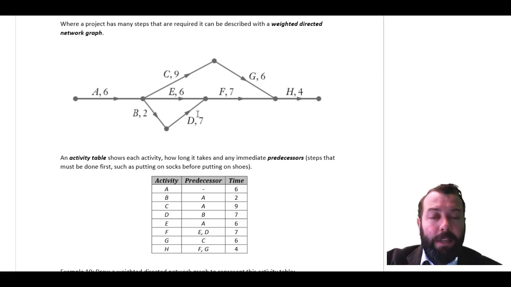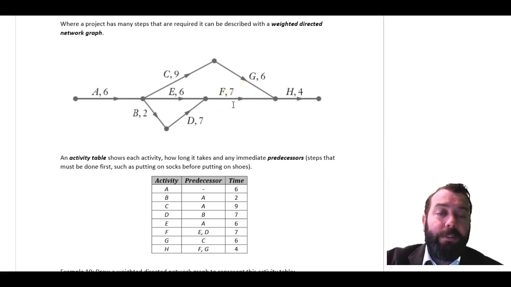They come back together. So we can see that E and D, those activities, rejoin at a single vertex here, which is not labeled. E and D rejoin, and that is because they are both predecessors for F. I have to have done both of these things before I can do F. The same thing goes with H, that it relies on both F and G being completed first. So H has two predecessors, and that means that there are two edges that come together.